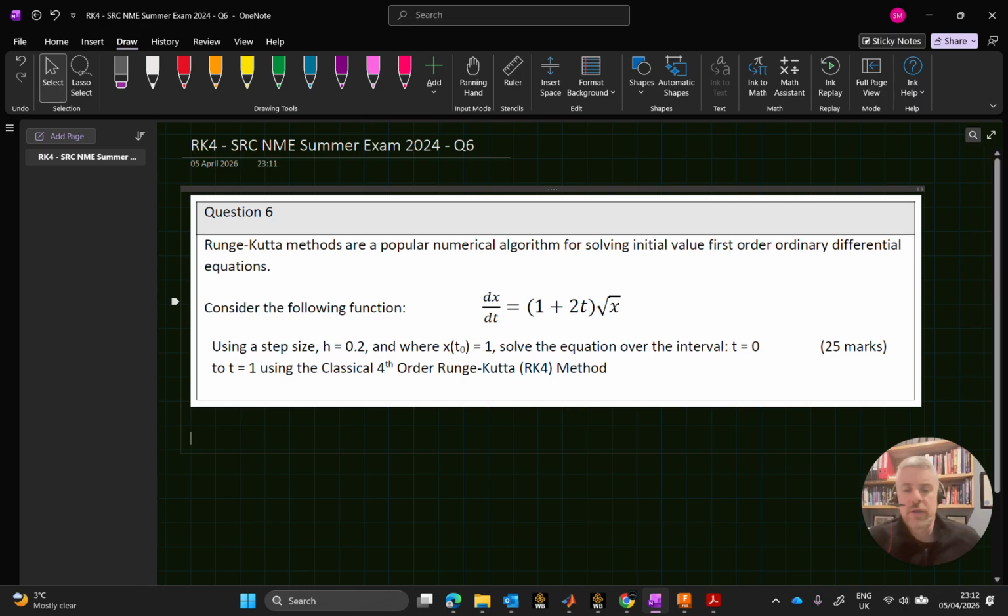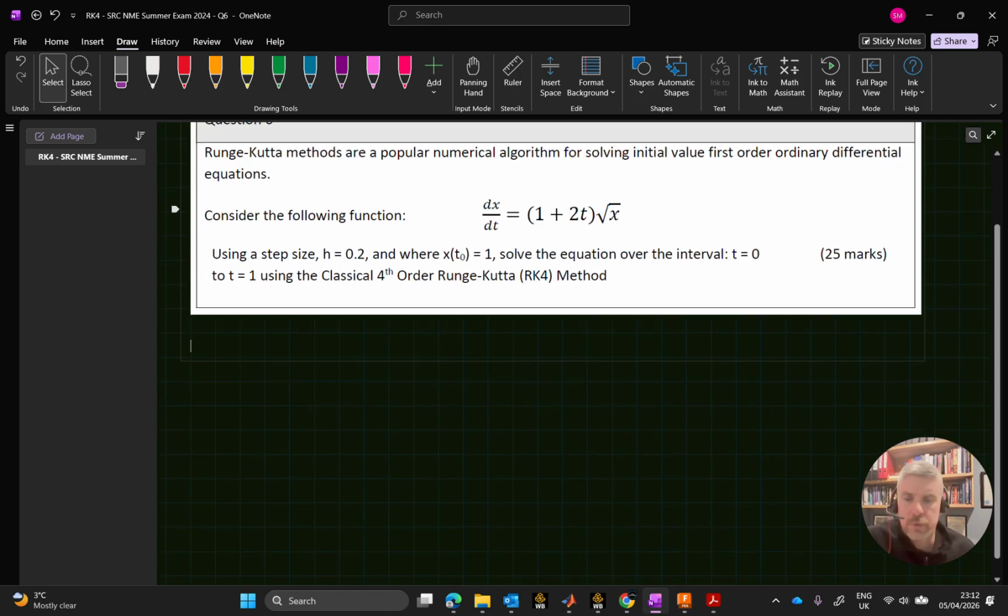So it is an initial value problem. What I'm told here is that the interval is from 0 to 1. My step size is 0.2, which means I have 5 iterations: 0 to 0.2, 0.2 to 0.4, 0.4 to 0.6, 0.6 to 0.8, and finally 0.8 to 1. Starting off at t is equal to 0, the x value I'm going to start off with is 1. Okay, so let's get going with this.